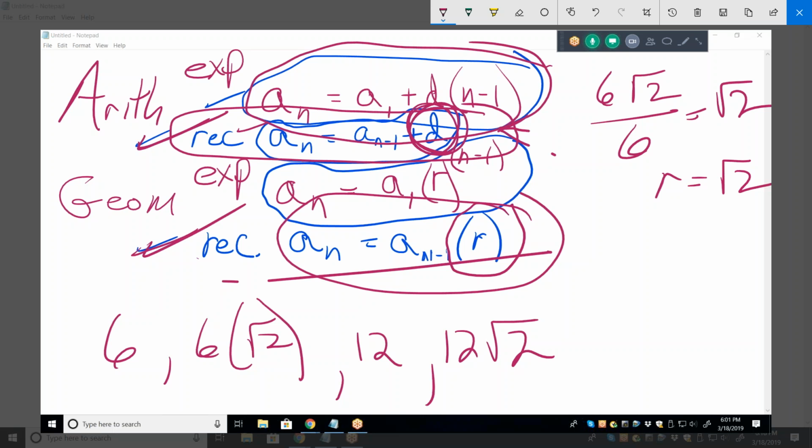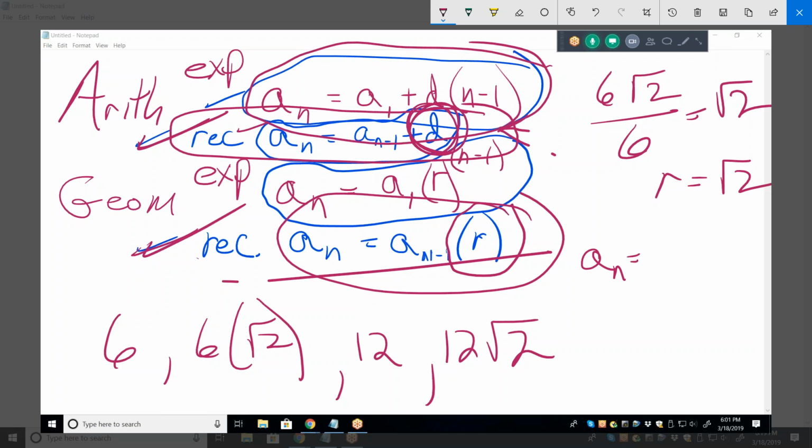Should give you the third term, right? Does it? It does. Now if I multiply the third term by square root of 2, what does it give me? 12 times square root of 2. So we definitely are looking at a geometric sequence here. What do they want? The recursive definition? Yes. What is it?